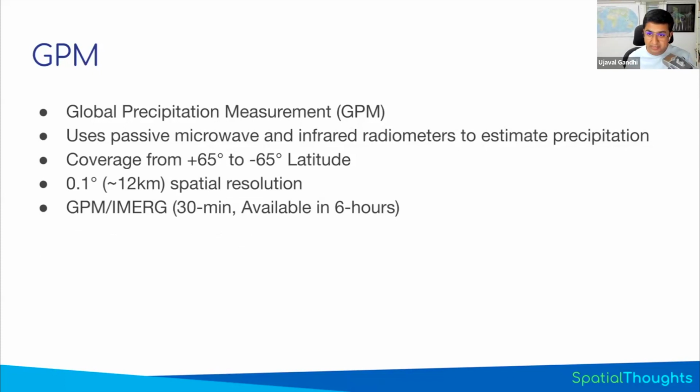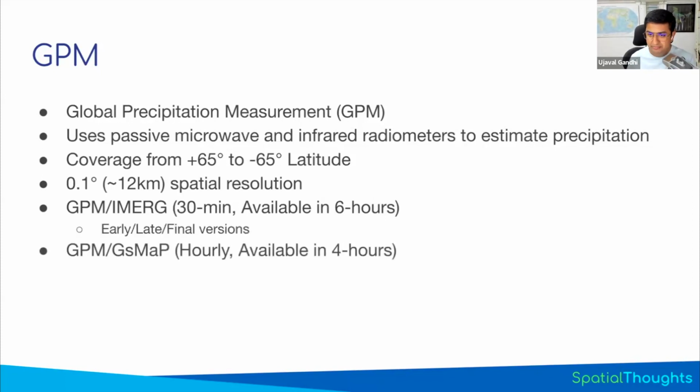There are two algorithms. GPM has the source data, a constellation of satellites that gives the input data. How do you process the data and get the results? So IMERG is one algorithm and GSMaP is another algorithm. So you get two different algorithm outputs for this. And again, GSMaP is available in a similar temporal resolution.